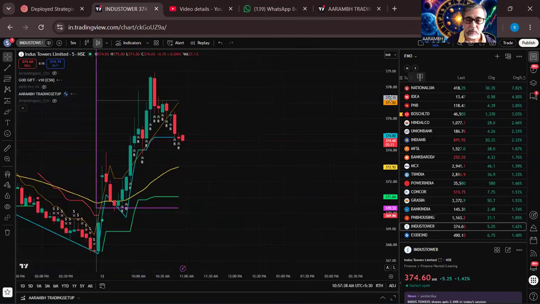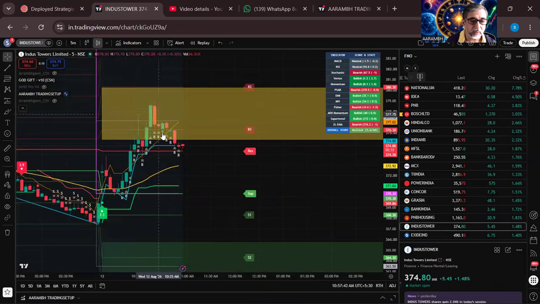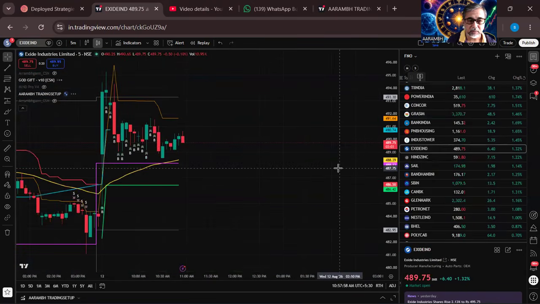Okay. Talk about Indus Tower. See, Indus Tower also given good buy here. Okay, so now it is exited. Okay, so R1, once the price comes here, so it's intraday trading I am talking about. Swing trading also you can keep this as a support, as a stop loss and trail. That's not the problem. Okay, so Exide Industries, so no trade setup.